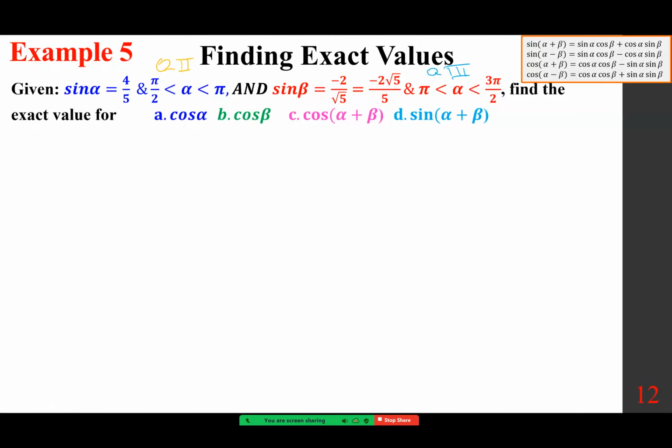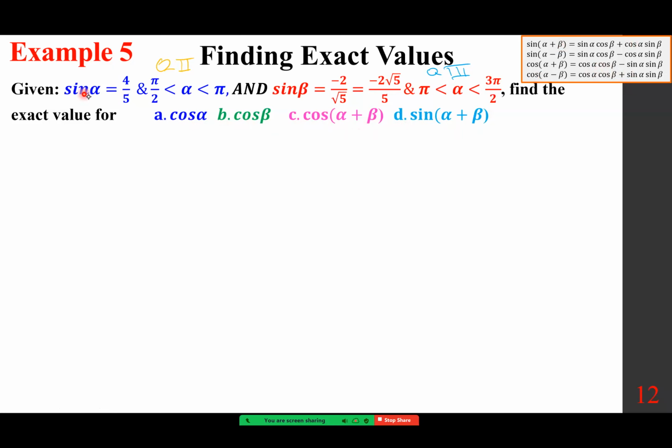Third quadrant, right? Find the exact value for cosine of alpha, cosine of beta, cosine of alpha plus beta, sine of alpha plus beta. Okay, so let's find cosine alpha and cosine beta. They become simply a piece of cake because we are going to use the identities. We finish those two in no time as long as we find these two values.